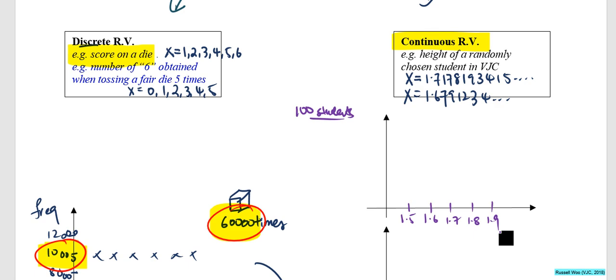Okay, so for discussion, say all the 100 students lie between 1.5 and 1.9. That means there are no outliers.